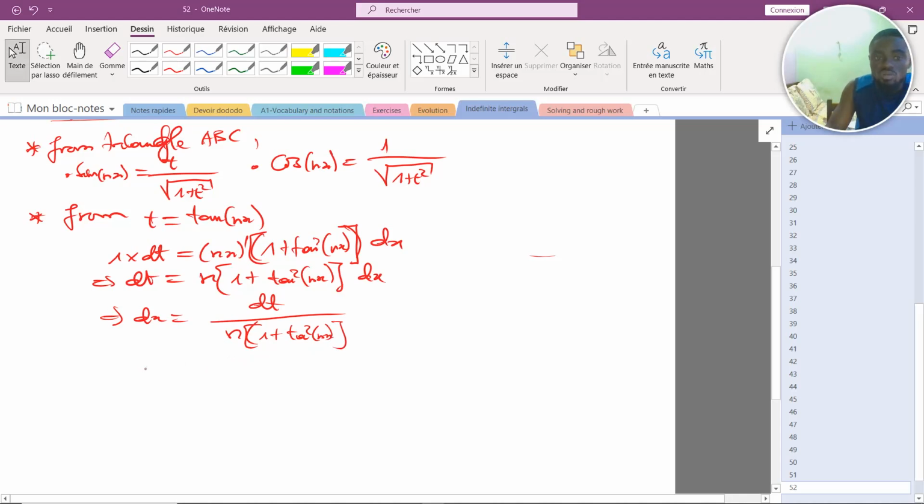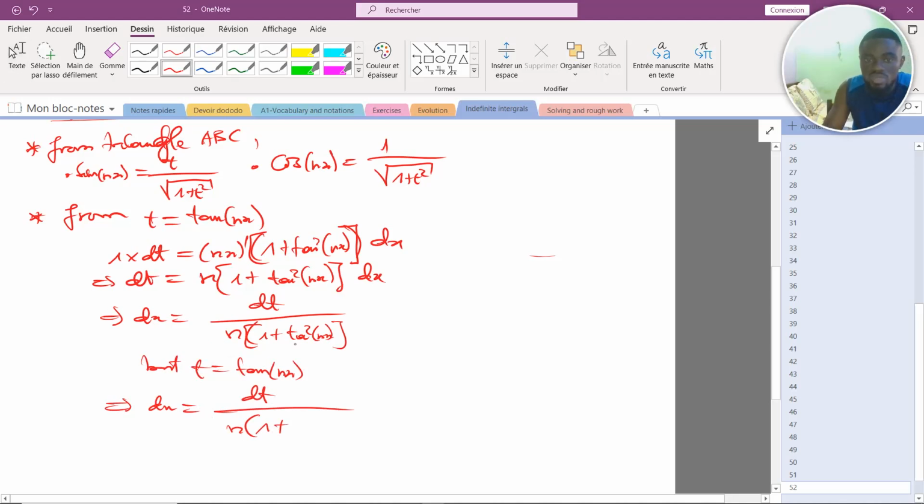But recall that t was equal to tan nx. This implies our dx equals dt over n times 1 plus, when I replace tan nx by t, t squared. So this is our dx.